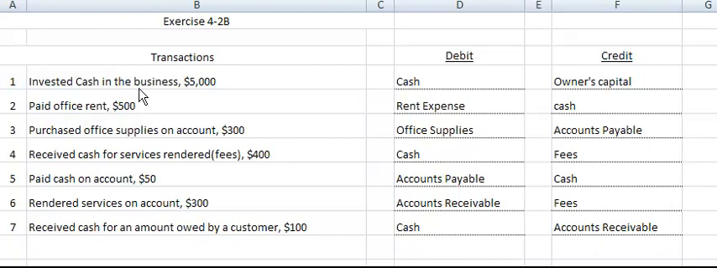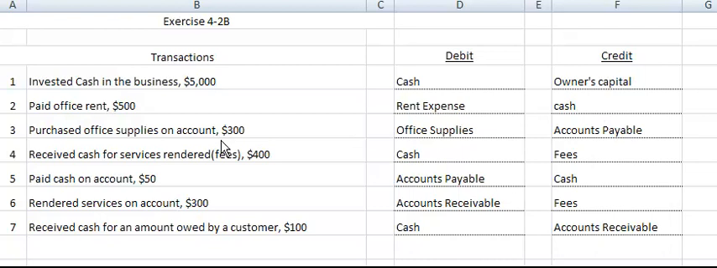So the first thing we're going to look at is what's happened here. It says that we invested cash in the business. So if we were looking at T accounts, we would know that we're going to debit the cash account for $5,000 and then we'll credit our owner's capital for the other $5,000. Paid office rent, okay, so that means our rent expense is going to be our debit. And because we paid office rent, we're going to decrease our cash, and cash decreases with a credit.